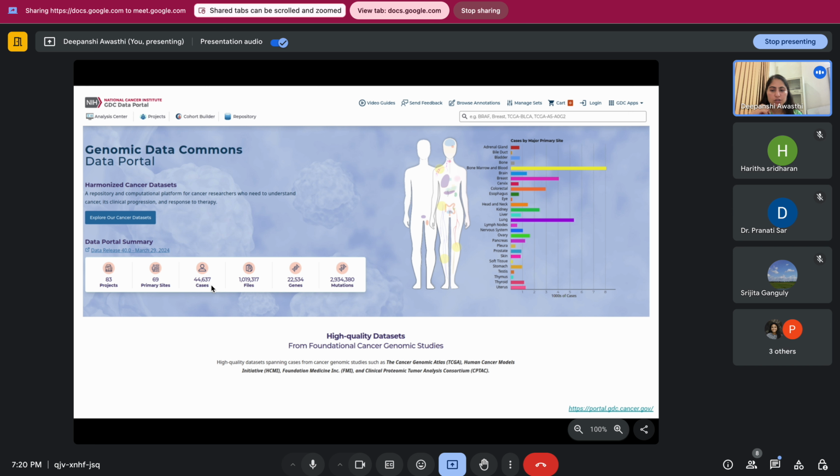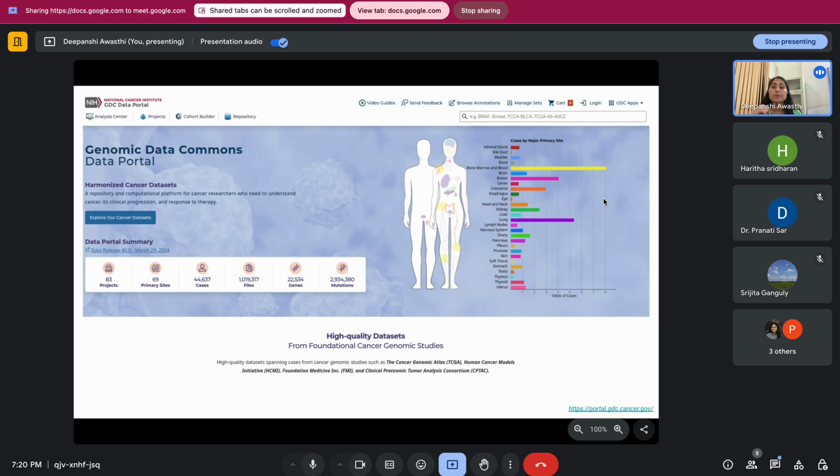These are the cases, 44,000, 1 million files are present, 22,534 genes. For these genes they have the information in the cancer, and these are the mutations, about 2 million. And in this case they have provided you different tissues and what are the primary sites, so major primary sites. For example, in this case bone marrow and blood.